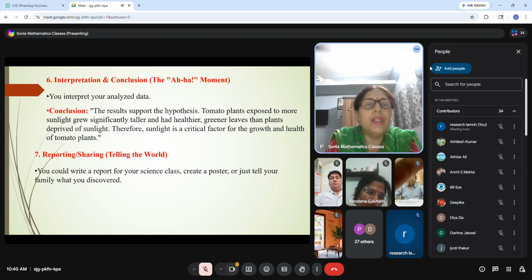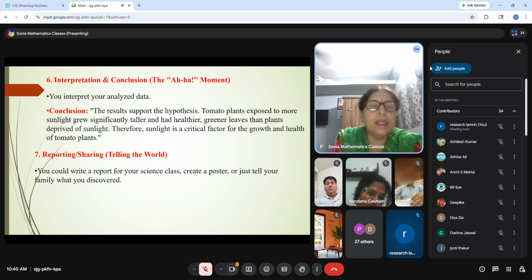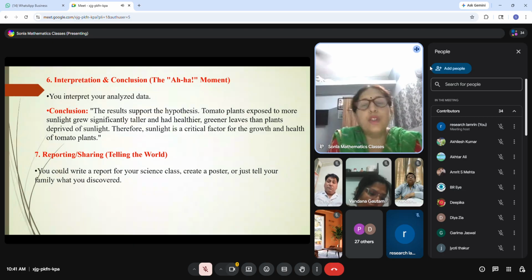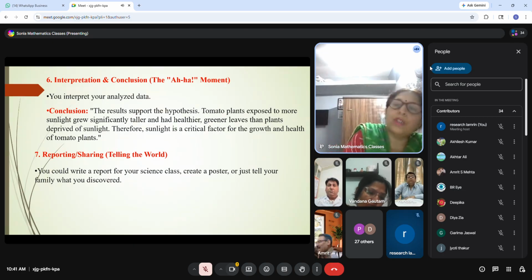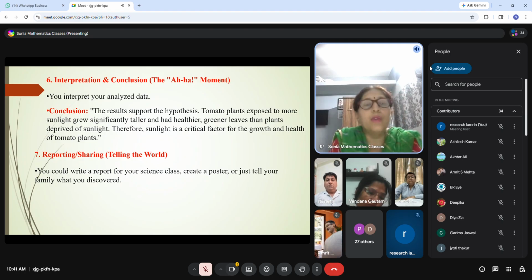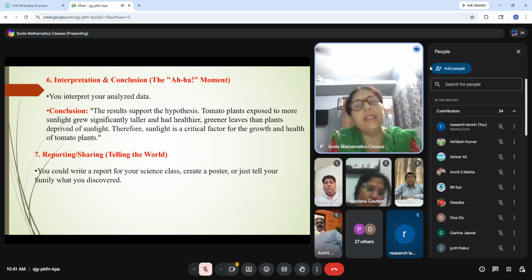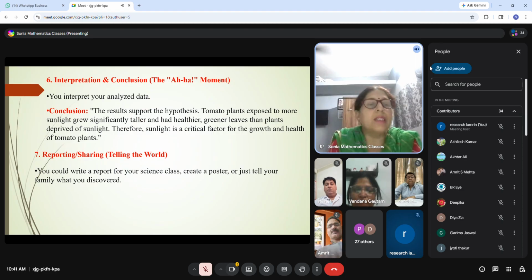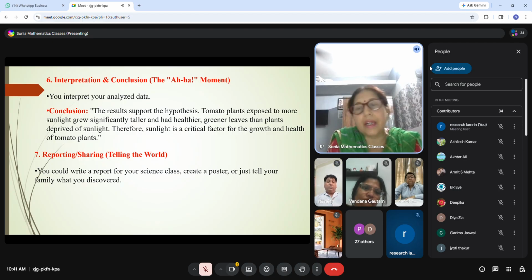You interpret your analyzed data. So results support the hypothesis, that is tomato plants exposed to more sunlight grew significantly taller and had healthier, greener leaves than plants deprived of sunlight. Therefore, sunlight is a critical factor for the growth and health of tomato plants.